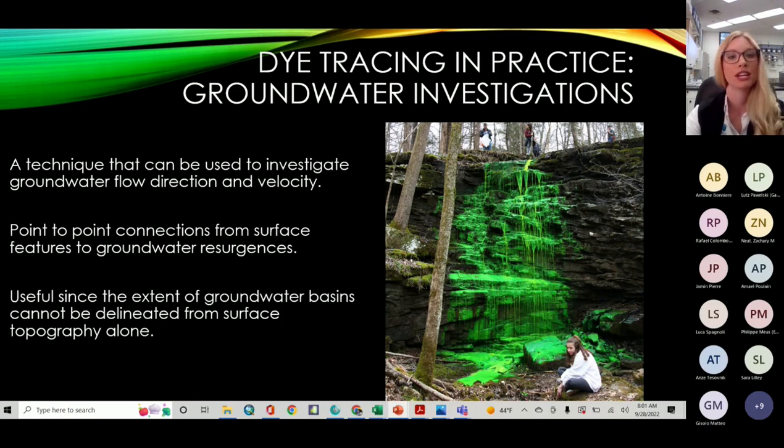This can establish point-to-point connections from surface features, which would be your injection locations, to groundwater resurgence points. And this is useful because we know that the extent of groundwater basins cannot always be delineated from surface topography alone. We know that subsurface flow paths and travel times vary because karst systems are so heterogeneous and anisotropic. And so using dye tracers as models for flow can really provide some excellent information to then further inform your groundwater study.